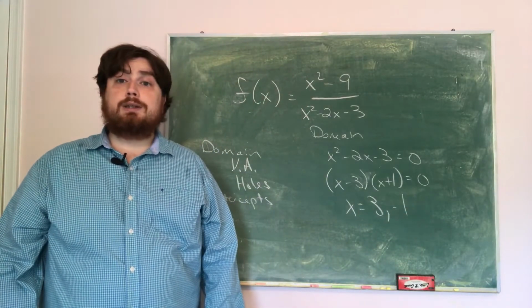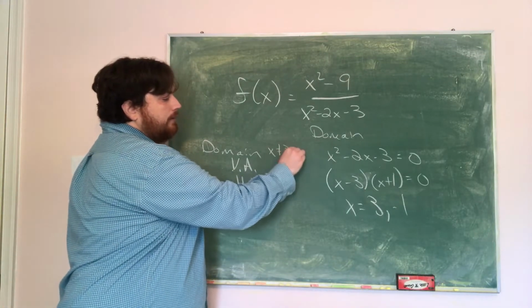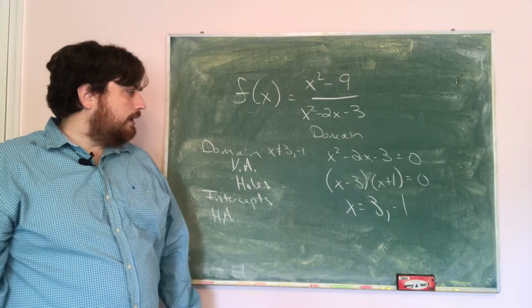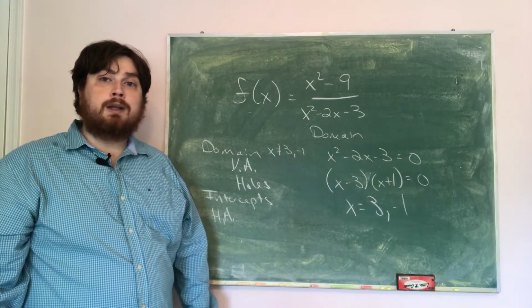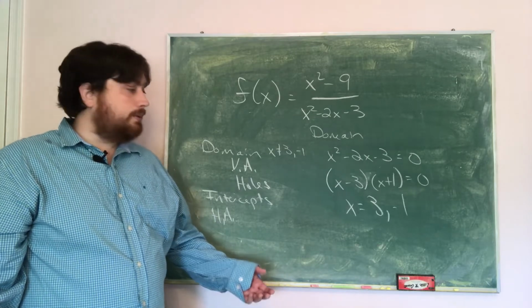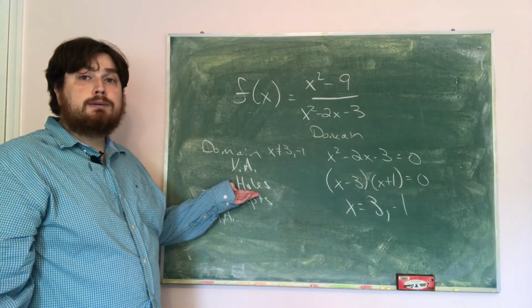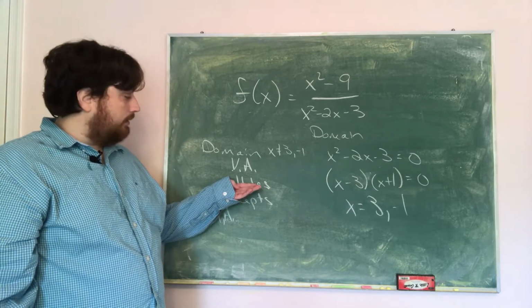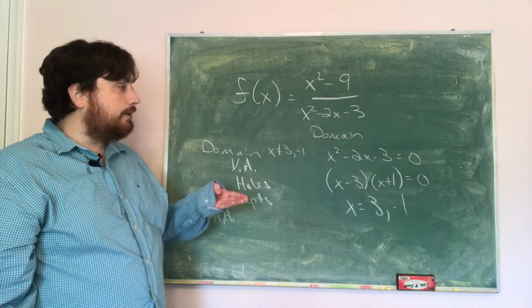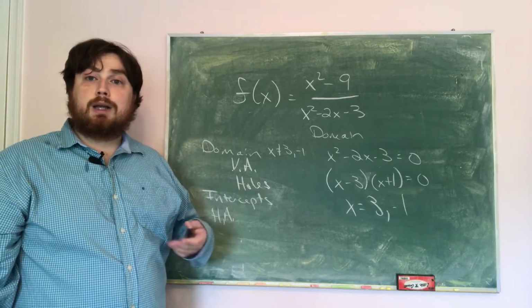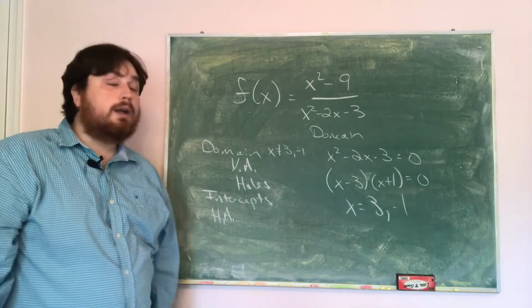So the domain of this function is x is not equal to 3 or negative 1. It would be defined everywhere else except for those points. Now that we know that we're not defined at those points, we should determine, are those points vertical asymptotes or are those points holes? Remember, a hole means that the limit exists, and a vertical asymptote means we're going to positive or negative infinity as a limit. So what we need to do is find the limits at 3 and negative 1.